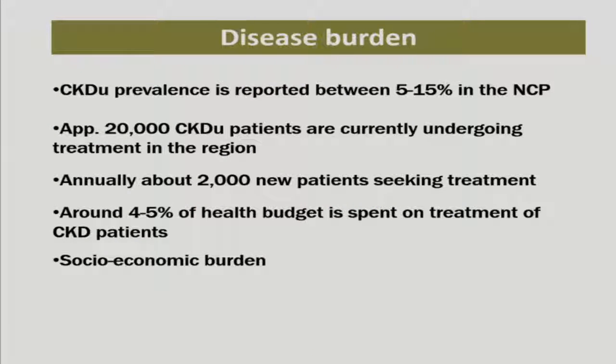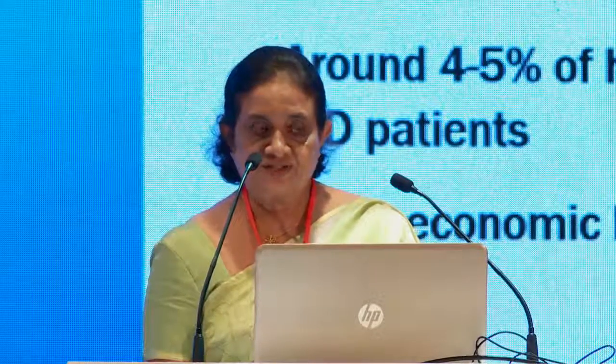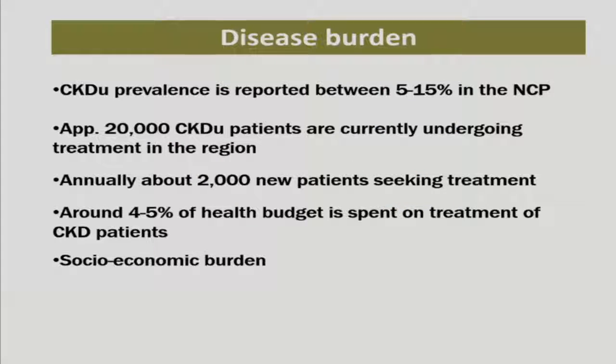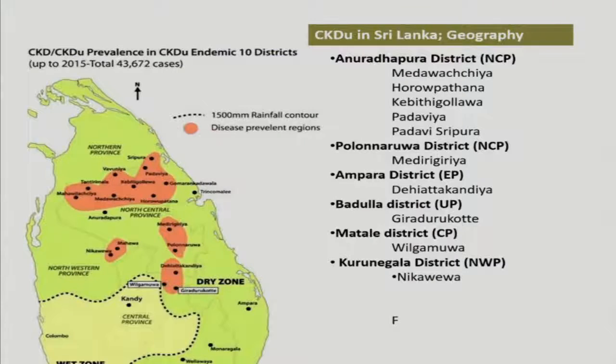For CKD prevalence, various studies have reported a prevalence between 5 to 15% in the North Central province. Although we do not have good renal registry data, it's very difficult to estimate the numbers that are undergoing treatment, but approximately 20,000 people in the region are undergoing treatment. Annually, about 2,000 new patients are treated. About 4 to 5% of our health budget is spent on the treatment. And in addition, there's a huge socioeconomic burden.